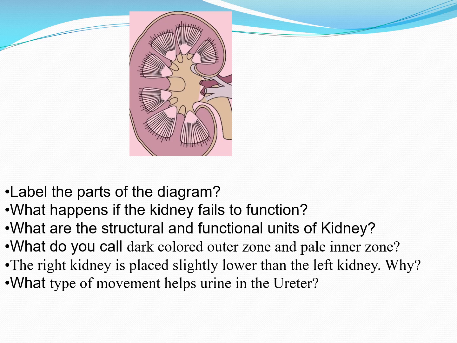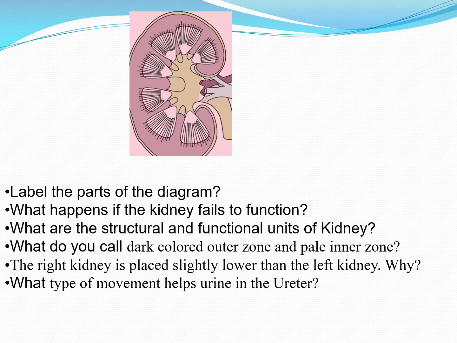Next question. What happens if the kidney fails to function? If kidney fails, first, there is no proper excretion of nitrogenous substances. Next, body water and salt level is imbalanced. That means osmoregulation is disturbed. Next, it may lead to hypertension, and finally death of the individual occurs.